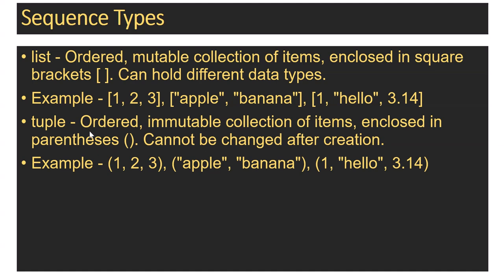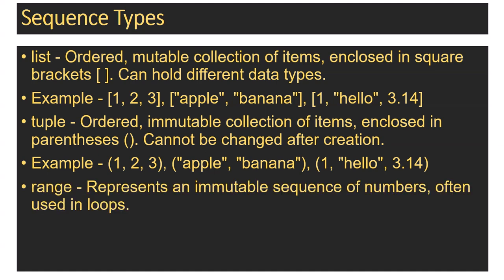So the third sequence data type in Python that we have is range. And range represents an immutable, and I hope now you understand what we mean by immutable, sequence of numbers often used in loops. We're going to learn about loops when we cover control flow.